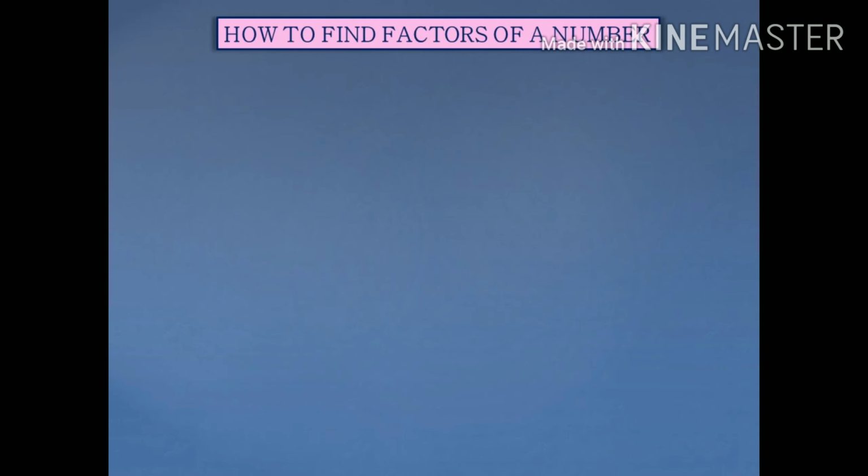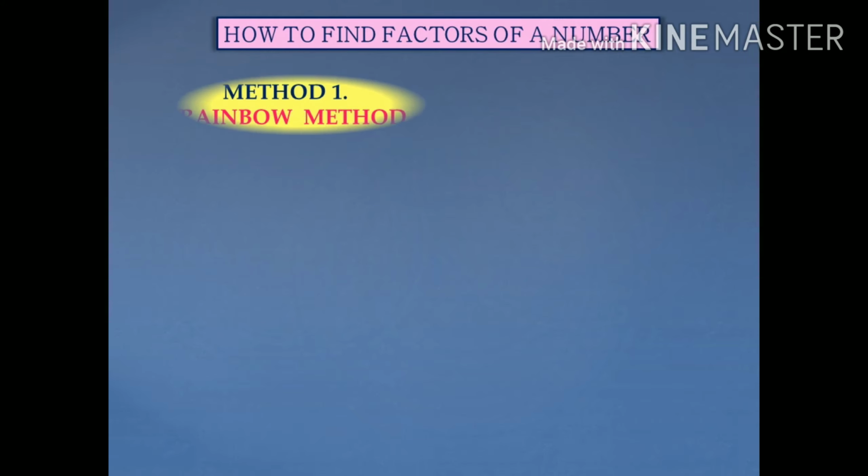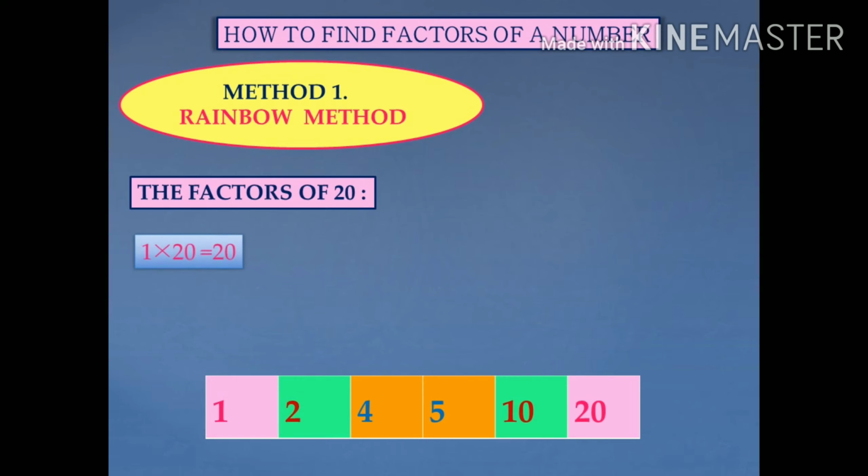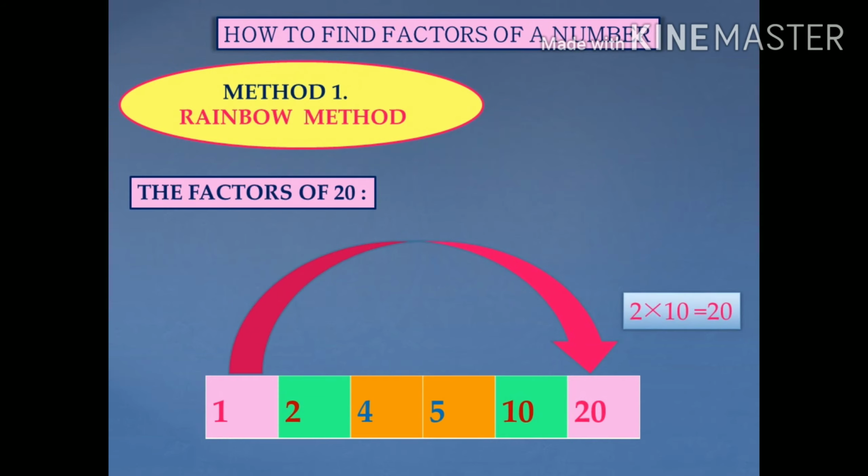How to find factors of a number? Method 1, Rainbow method. Find all the factors of 20. To find the factors of 20, we just have to make the multiplication statements for 20 starting from 1. As 1 into 20 is equal to 20, so 1 and 20 are the factors of 20. 2 into 10 is equal to 20, so 2 and 10 are the factors of 20.